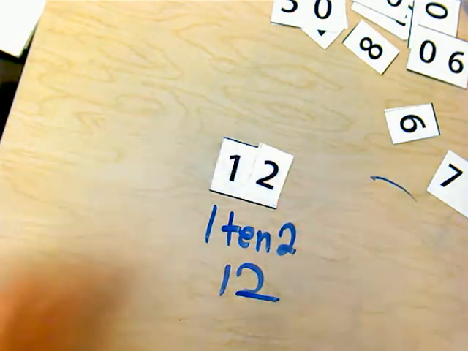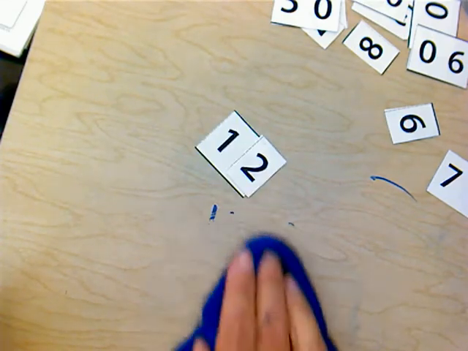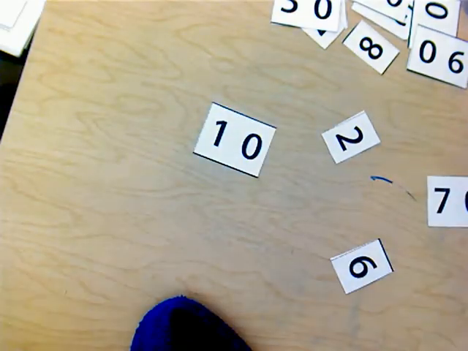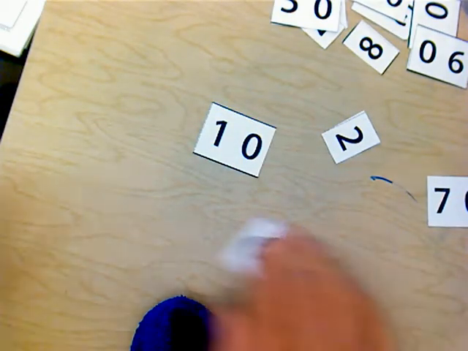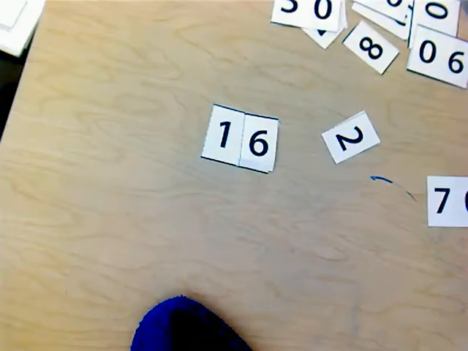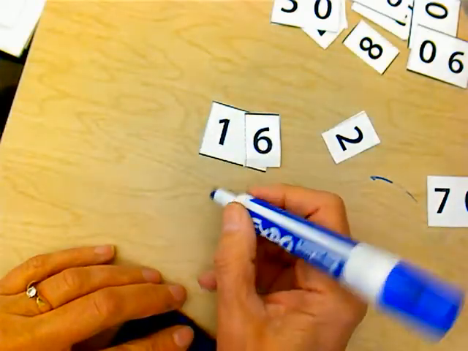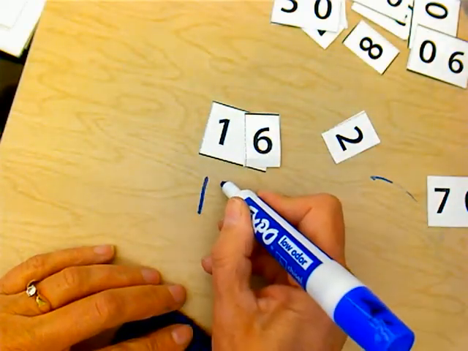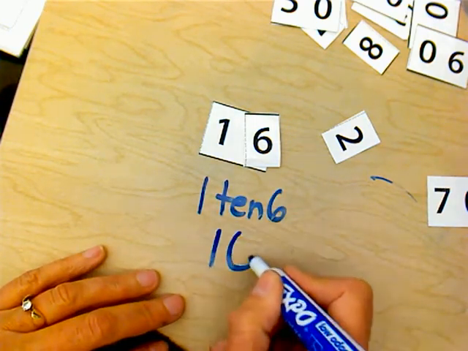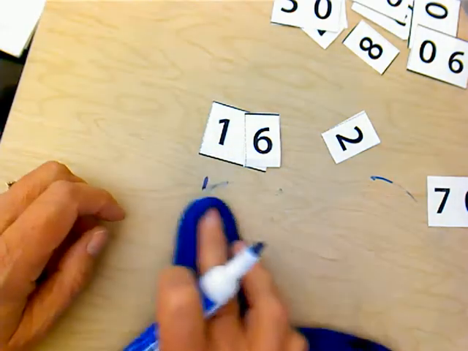10 plus 2 gives me 12. That's what those little cards are for, so that you can use them. So let's do 10 plus 6. Well, 10 plus 6 gives me 16. All right, 10 and 6 would give me 16.